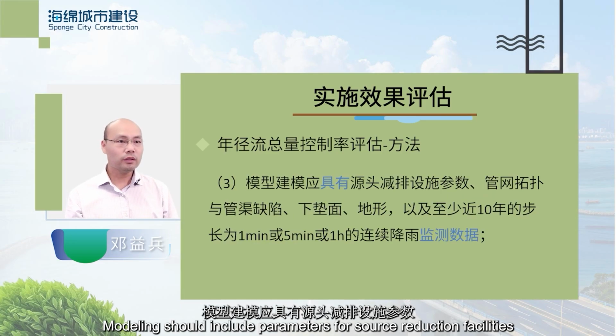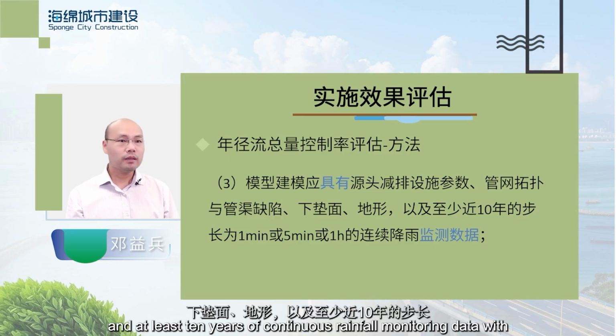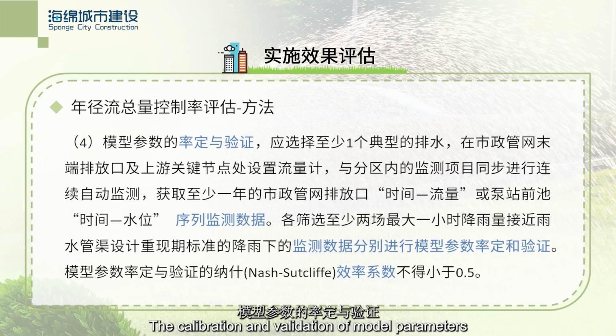Modeling should include parameters for source reduction facilities, pipeline topology and defects, surface conditions, terrain, and at least 10 years of continuous rainfall monitoring data with intervals of 1 minute, 5 minutes, or 1 hour. The calibration and validation of model parameters should select at least one typical drainage area.